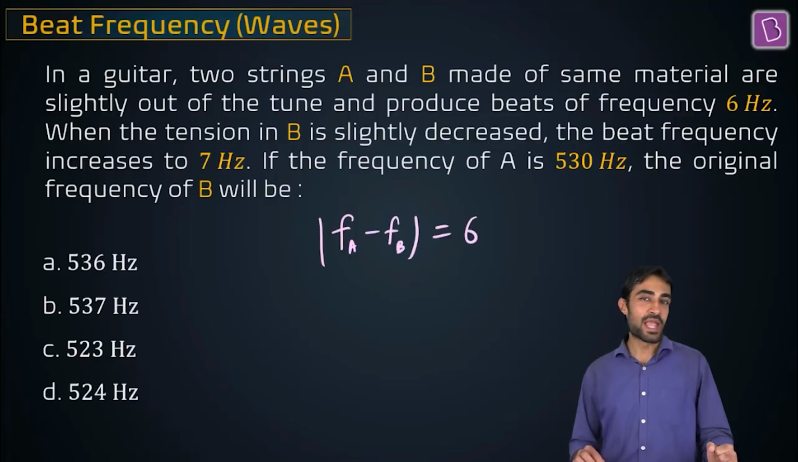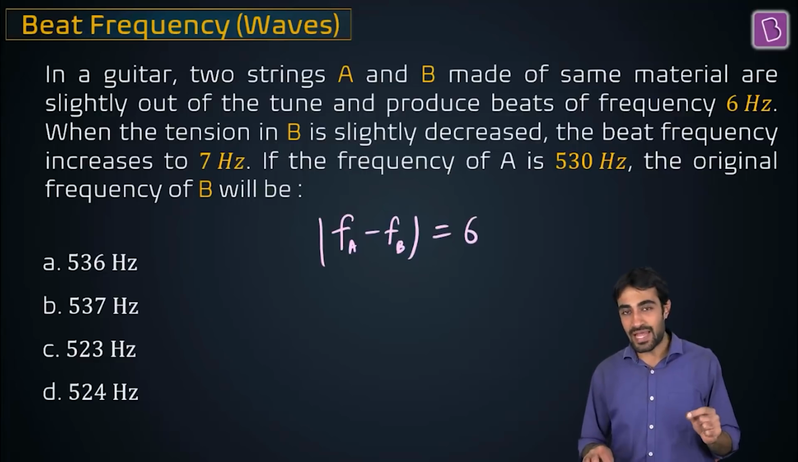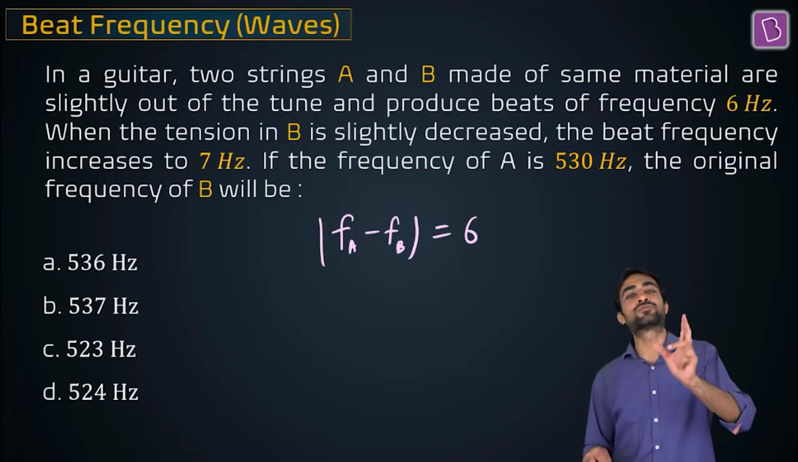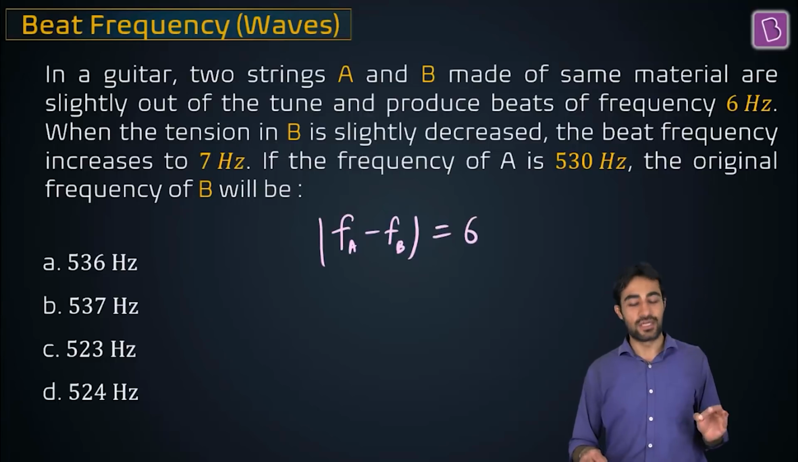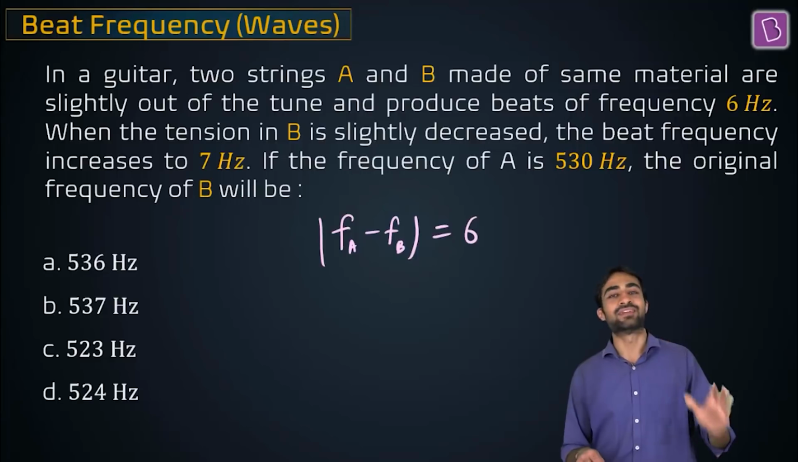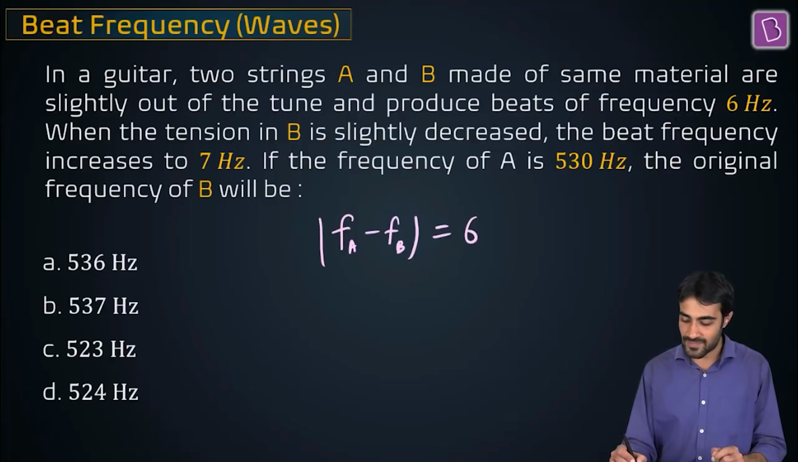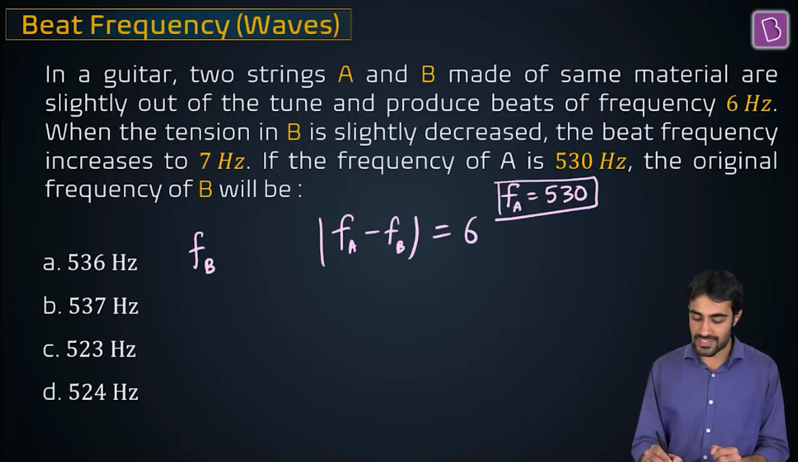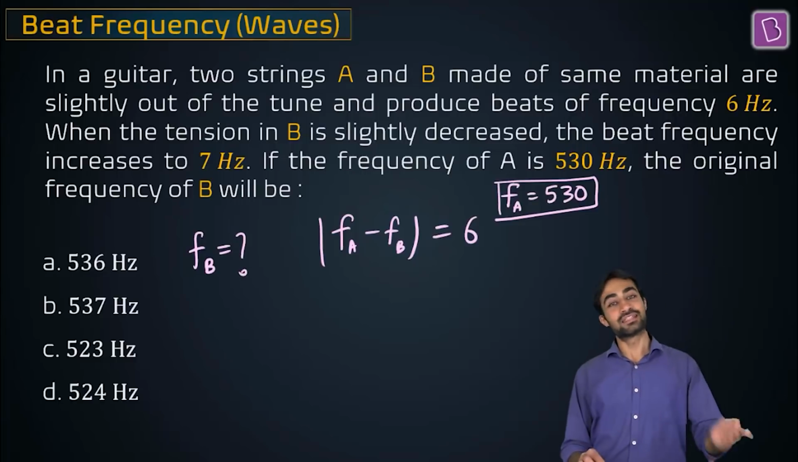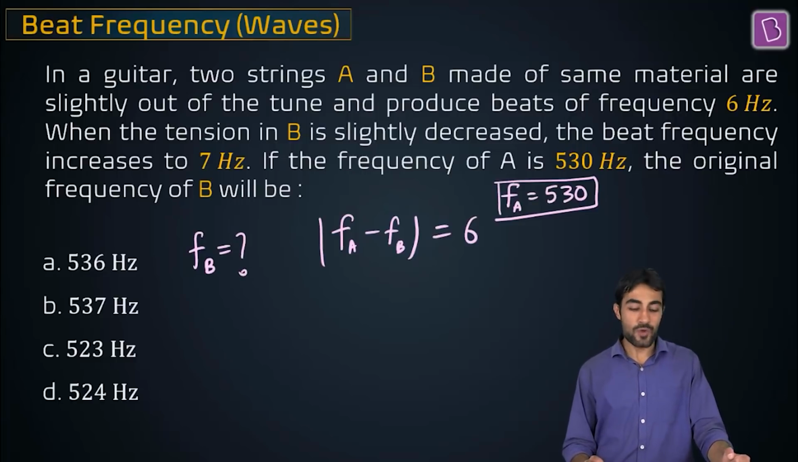Wow. So what is happening? We decrease tension in string B, then this will cause some change in frequency of string B. And as the frequency of string B changes, then this beat frequency also changes. Now, if the frequency of A is 530 Hz, the original frequency of B will be. So they have given us what is FA. FA is said to be 530 Hz. This is given. And with the help of this, we have to tell what is the frequency in string B. This is the question.